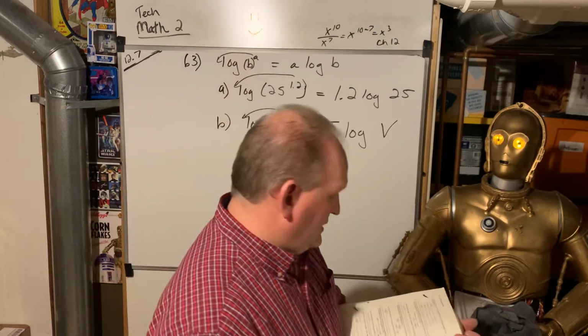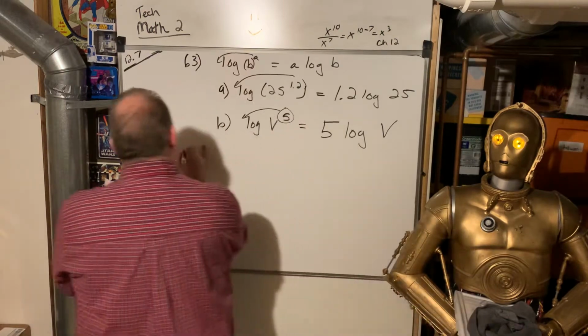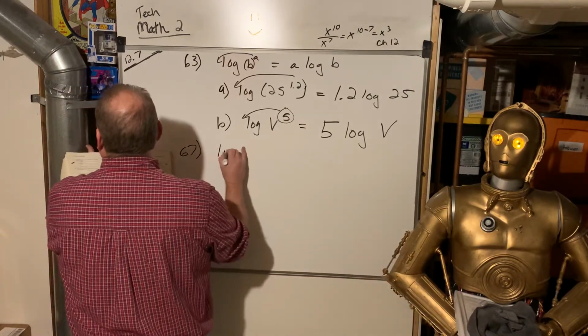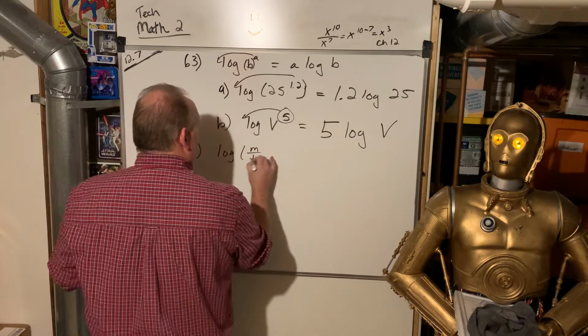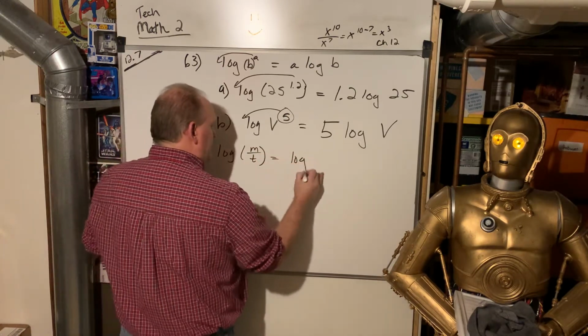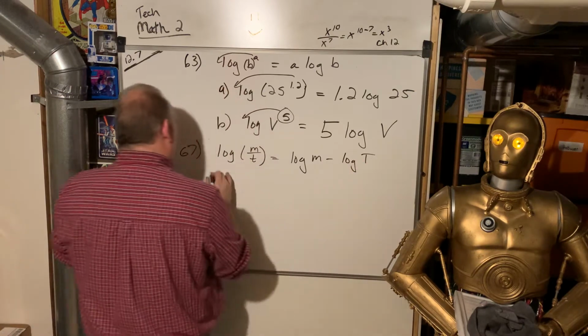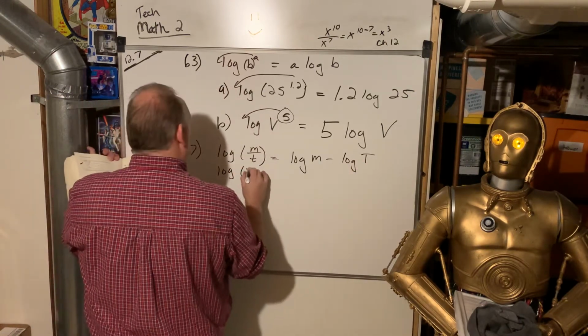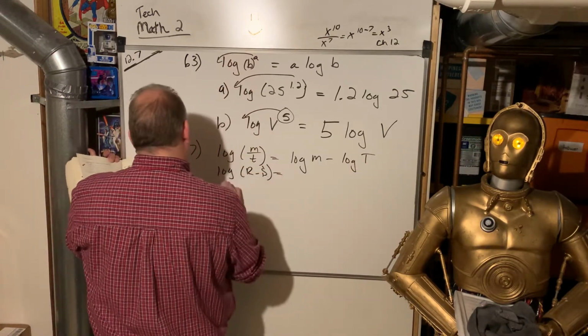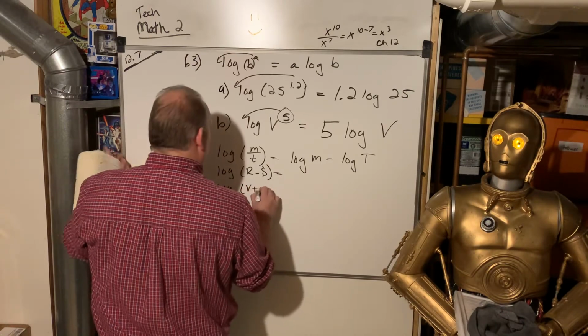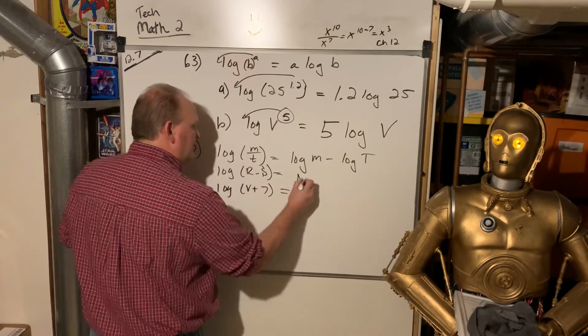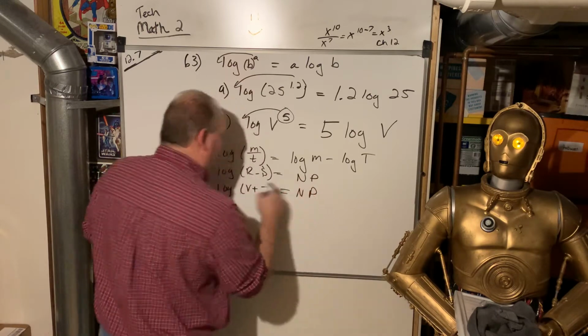They're trying to trick us. So let's look at a tricky one, 67. They've got, all right, log of m over t. So if I have that, we can take log of m minus log of t. Now, this one and this one are tricky. R minus s and log of v plus t. Not possible. You can't change that.